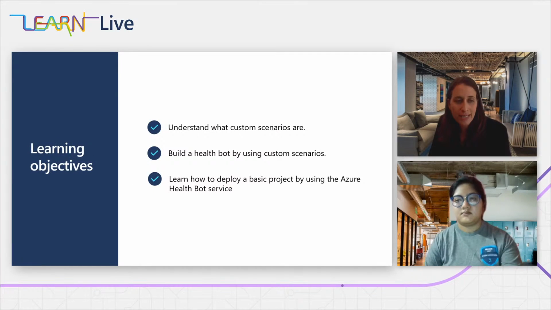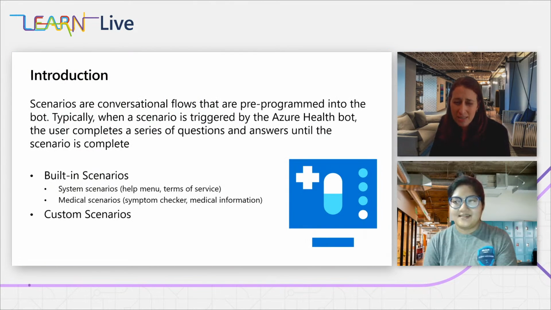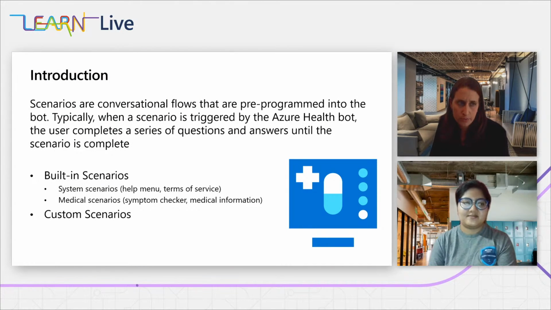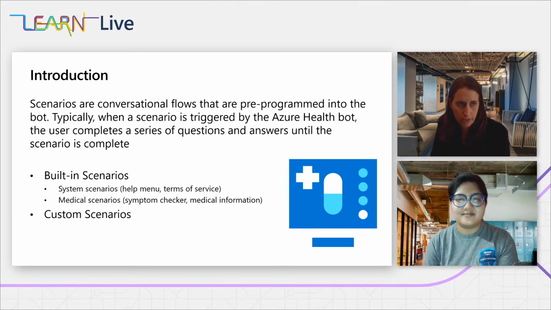So what we'll be doing in the second part, we will talk about custom scenarios, what they are, how to build them. We'll actually build a custom scenario together and test it out, see how it's working. And this will actually be a deployment of our first Azure Health Bot service. So let's talk a little bit about scenarios. When we talk about scenarios in the Azure Health Bot, we're actually talking about a conversational flow that you pre-program into the Azure Health Bot.